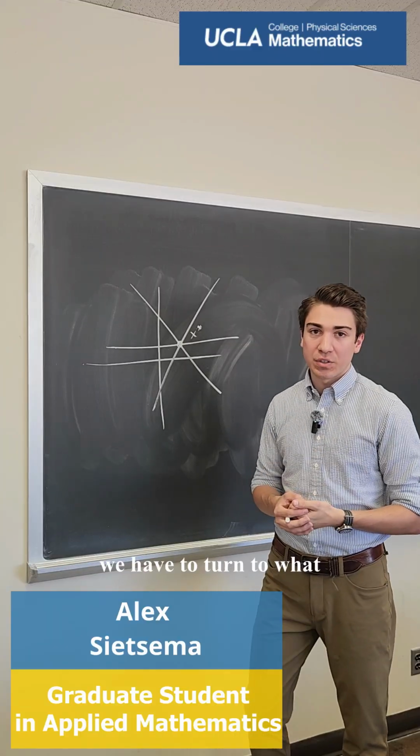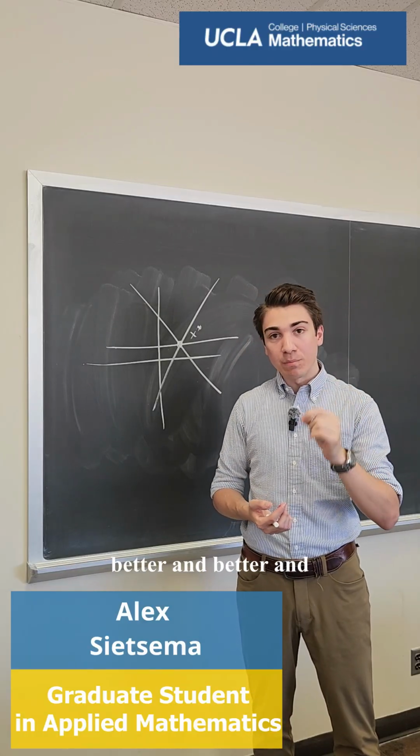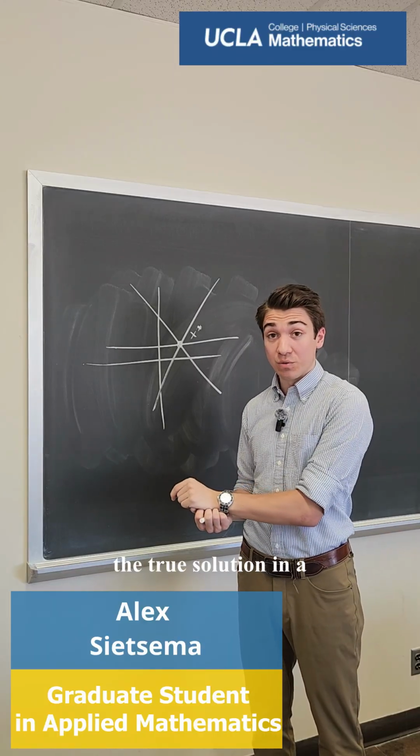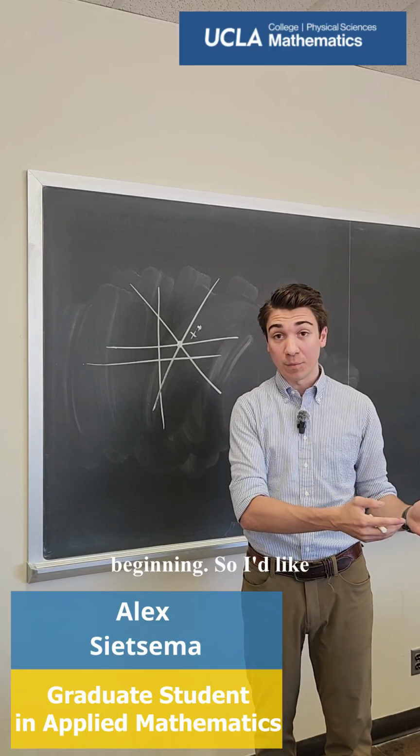And in those situations, we have to turn to what we call iterative methods, where we make some guess and we make it better and better and better. And eventually we can converge to something that's really close to the true solution in a much shorter amount of time than we would have if we had tried to do a direct method from the beginning.